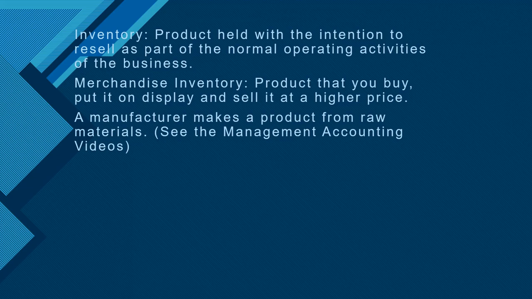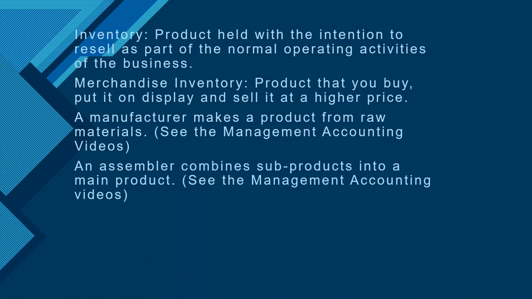Another type of inventory will be raw materials. Don't worry about it yet, just be aware it exists. A manufacturer makes a product from raw materials, so we might have a raw materials inventory. Okay, and this is the management accounting video. That'll be in the future, we'll have a video on it.